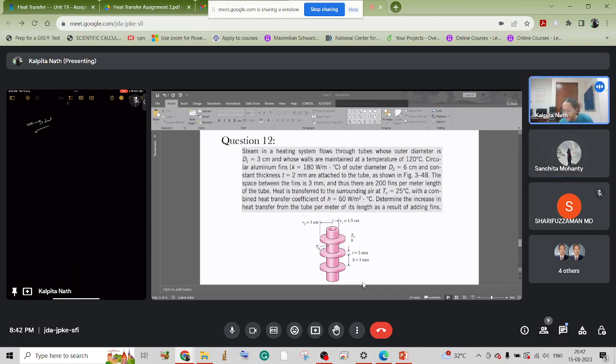So calculate again the heat transfer for no fins, that is when fins are not used, and for the fin also same per unit per meter will be there. Wait, let me calculate again.